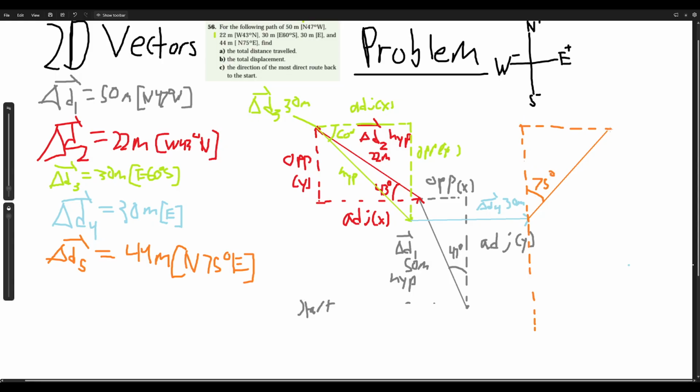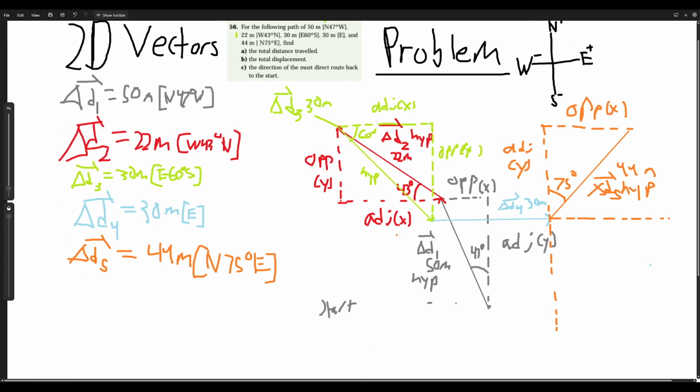Label our axes. Now we can label this as D5, 44 meters. This is the hypotenuse. This has an angle, so we're going to have to break it up into x and y components. The adjacent, and it's going up, so our adjacent is going to be our y in this case. And you're going to see why I'm assigning x and y's to the adjacents and opposites after this step. This is the opposite, which will be associated with our x.